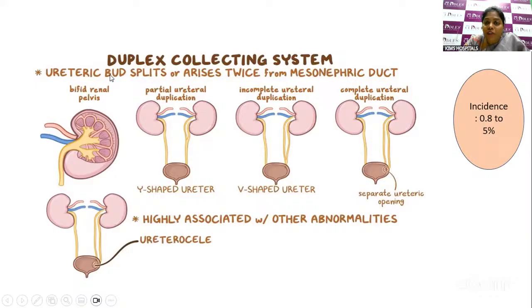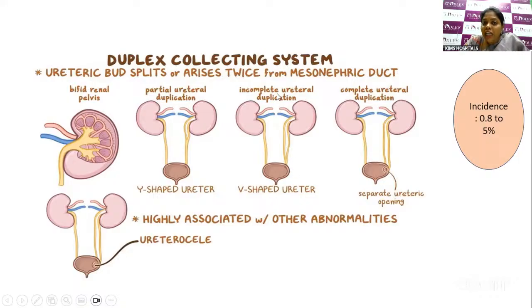Splitting of the ureteric bud, which occurs from the mesonephric duct, can be of multiple varieties. It can have a bifid renal pelvis which drains into a single ureter, or a partial ureteric duplication, where two ureters run halfway and then form a Y-shaped ureter which enters the bladder, or they run almost the whole way and just before entering the bladder fuse to form one ureter, that is a V-shaped ureter.